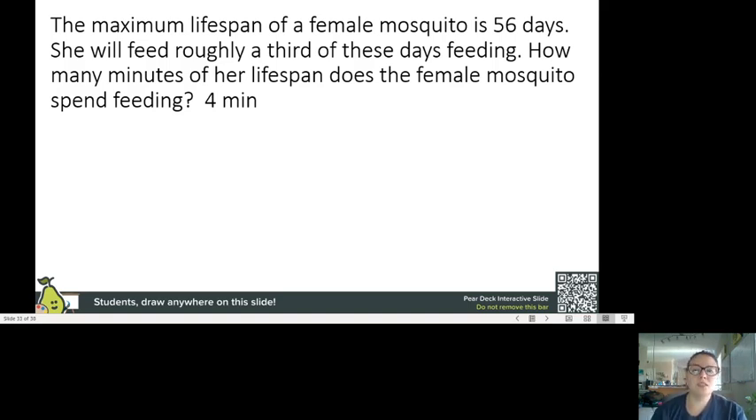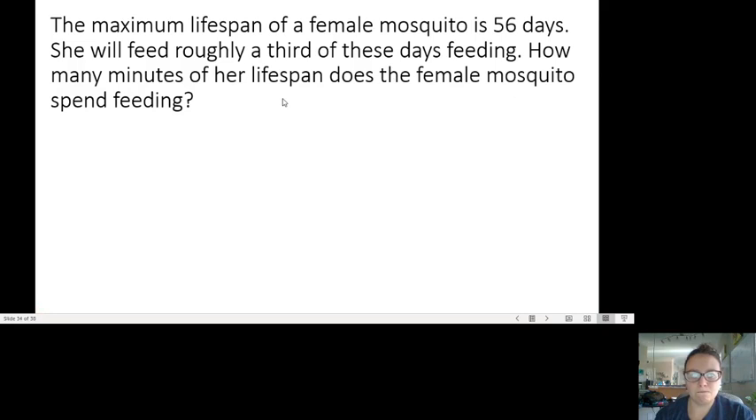So a female mosquito lives for 56 days. She'll feed for about a third of these. And we want to know how many minutes does she spend feeding. So we know that the third of the time that she's feeding is 18.67 days. So we're going to convert these days into minutes.